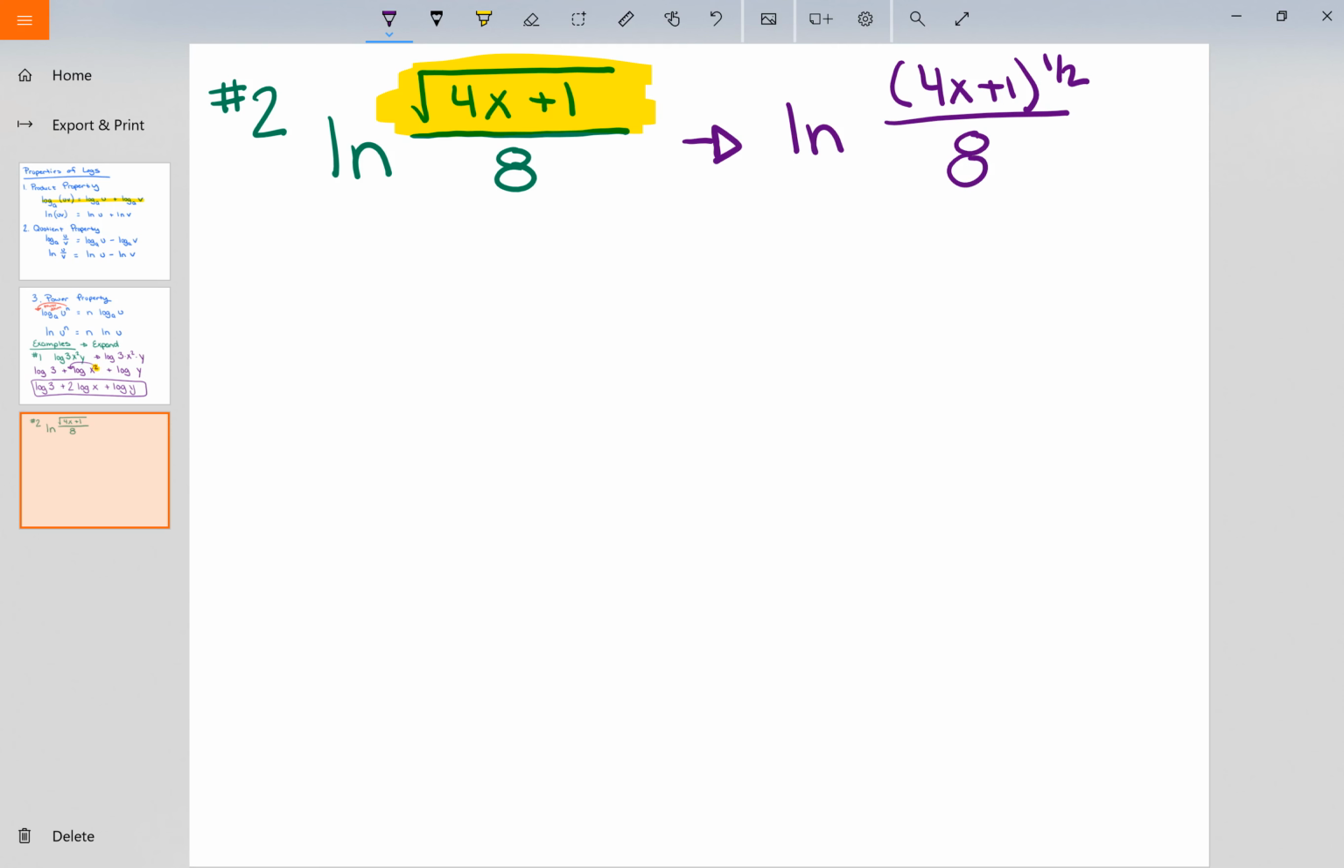Then the very last step is to power down. So we're going to have 1/2 natural log 4x plus 1 minus natural log of 8. And we have completely expanded.